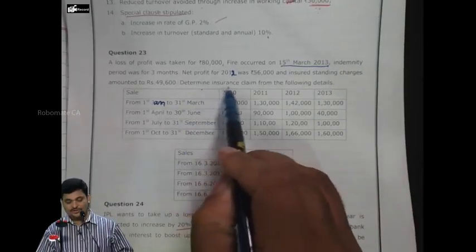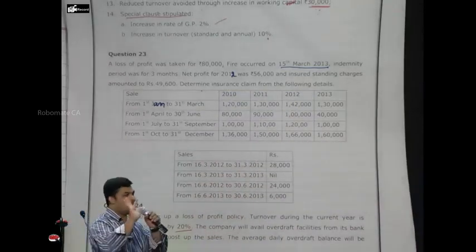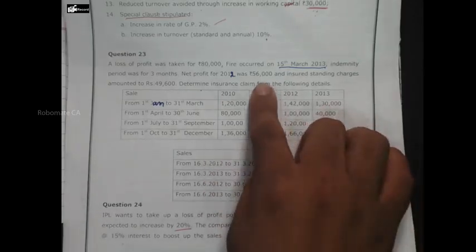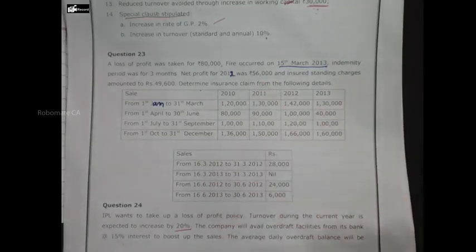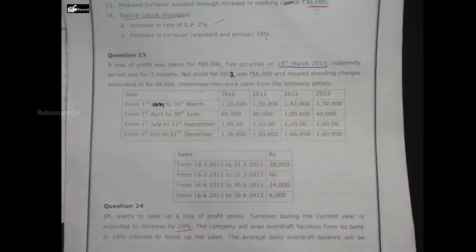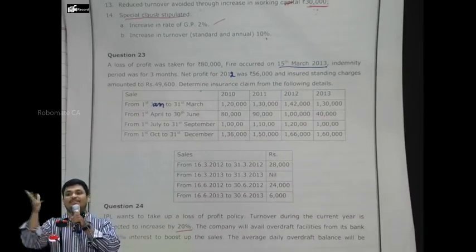The question is to determine the insurance claim from the following details. Correct? There is no IWE and all. We need to apply only 4 steps in this question. We need to find out only the GP on short sales. But then we need to see whether the average clause is applicable or not, because the policy amount is given. Policy amount is how much? 80,000. So IW-related area is not there, but otherwise all the remaining steps are there. First, compensation period, it is 3 months.